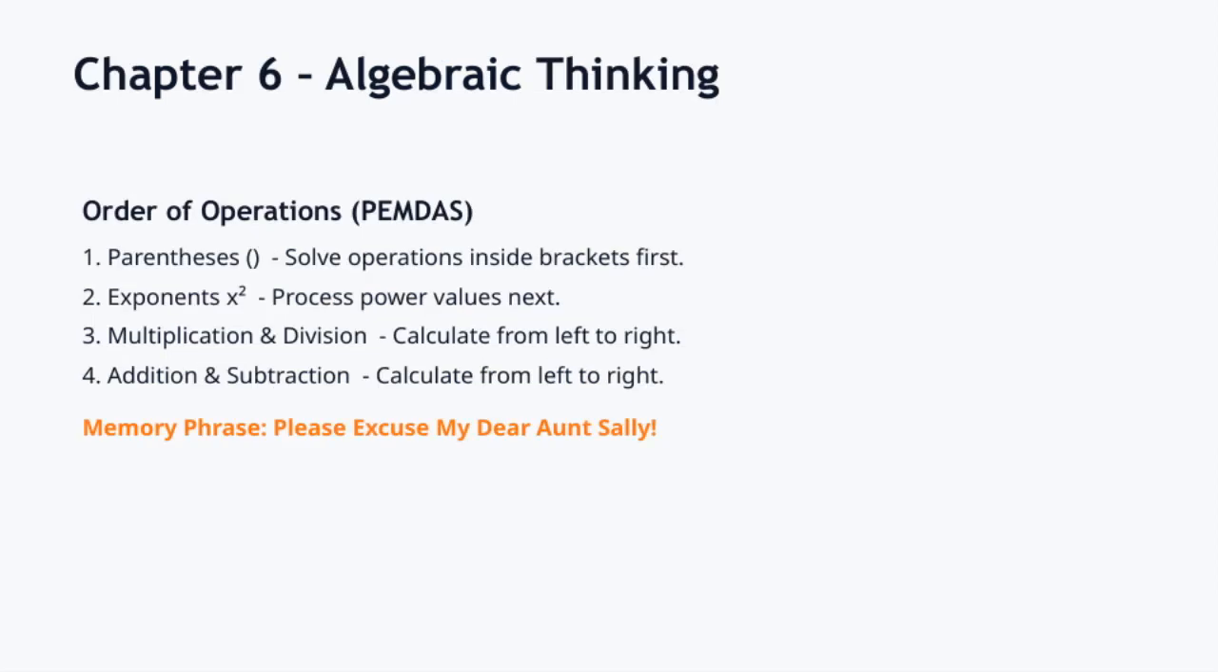When solving math problems, the order in which we tackle operations matters a lot. We start with parentheses. Anything inside brackets gets solved first. Next come exponents like squares or powers. Then, multiplication and division moving left to right. Finally, addition and subtraction also from left to right. To keep it all straight, many of us use the memory phrase, "Please excuse my dear Aunt Sally." It's a handy way to remember the sequence and avoid mistakes.